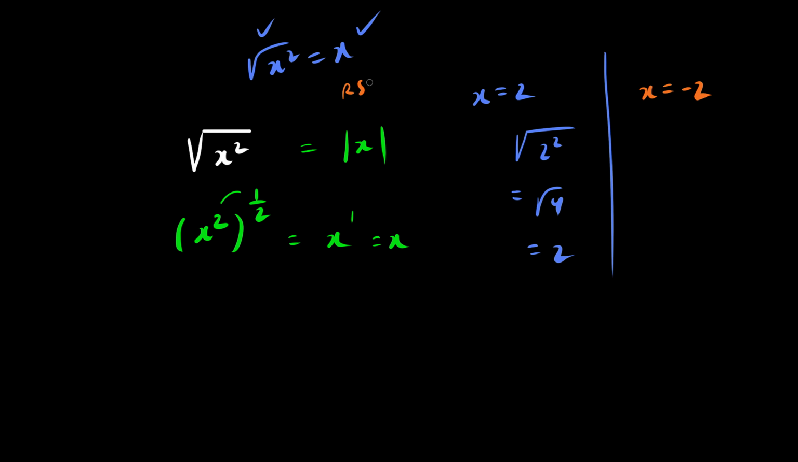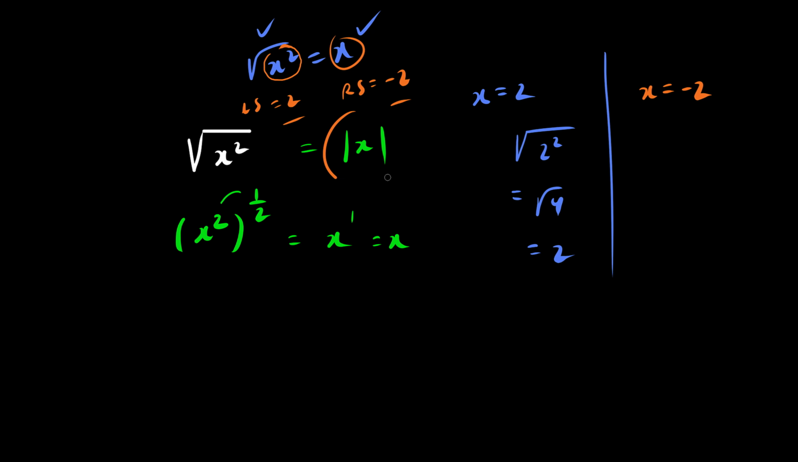The right side would equal negative 2, that's your x value. And the left side, what would happen? We have negative 2 squared, which happens to be a 4, and the square root of 4 would be 2. So as you can see, left side does not equal right side, so something went wrong.